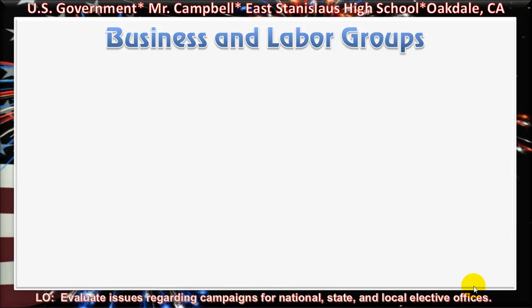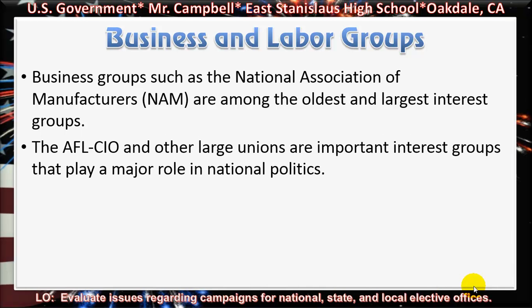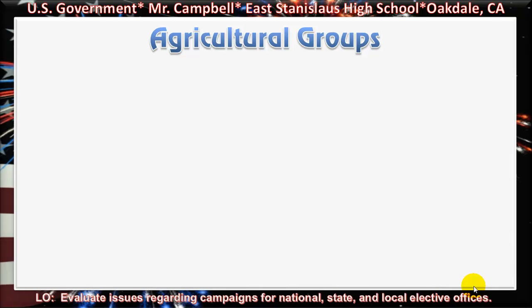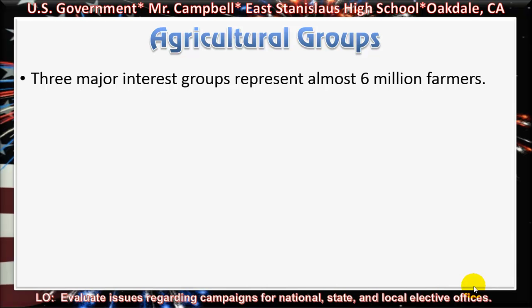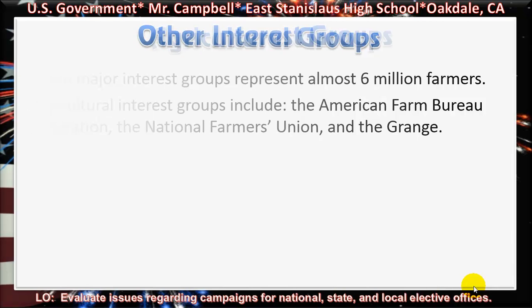Business and labor groups. Business groups, such as the National Association of Manufacturers, are among the oldest and largest interest groups. The AFL-CIO and other large unions are important interest groups that play a major role in national politics. Agricultural groups. 3 major interest groups represent almost 6 million farmers. Agricultural interest groups include the American Farm Bureau Federation, the National Farmers Union, and the Grange.